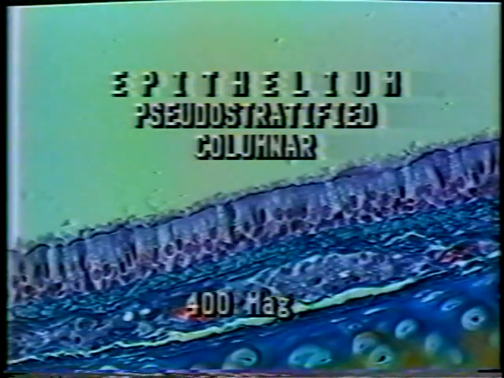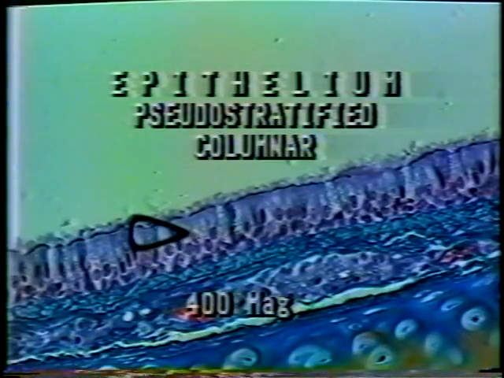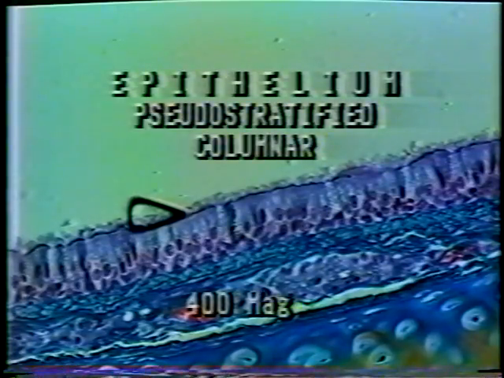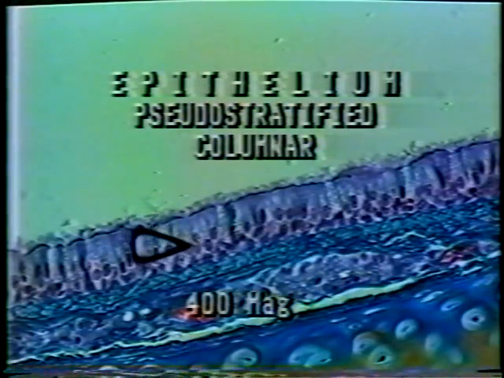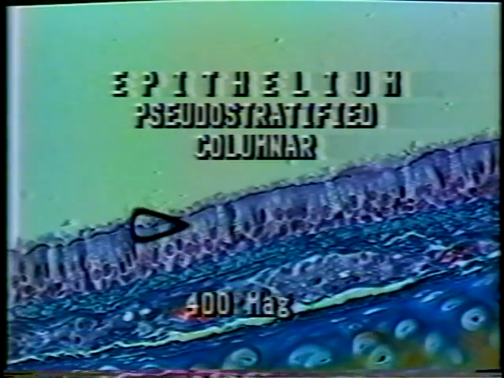400 magnifications allows you to examine the nuclei. Observe that the nuclei do not form an even row, but appear as if they are layered. In fact, they are not. Hence, they are pseudostratified. Once again, notice basement, free margin.